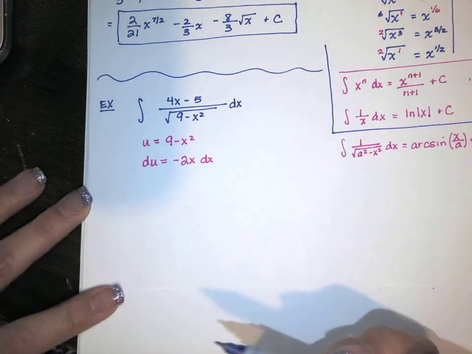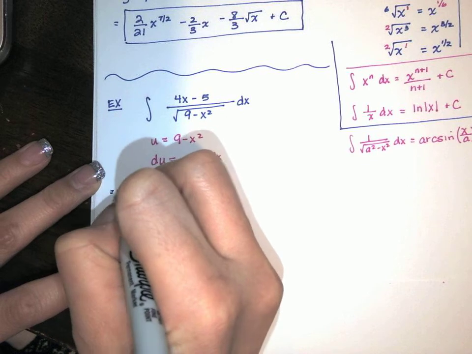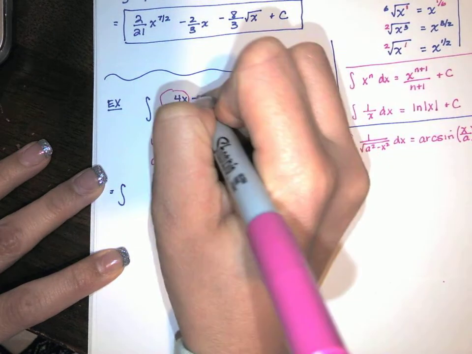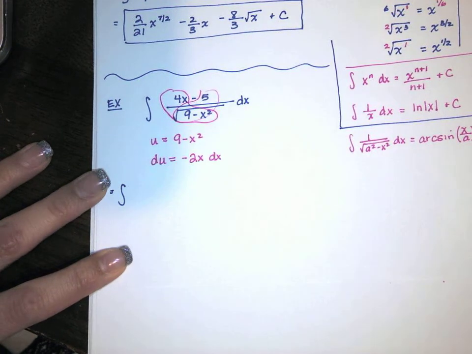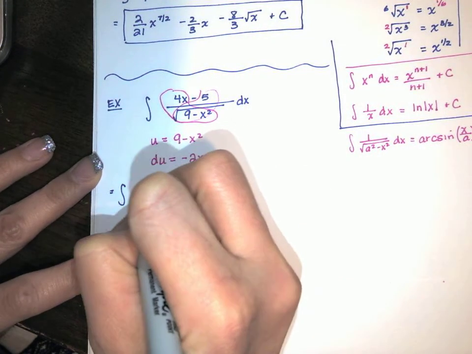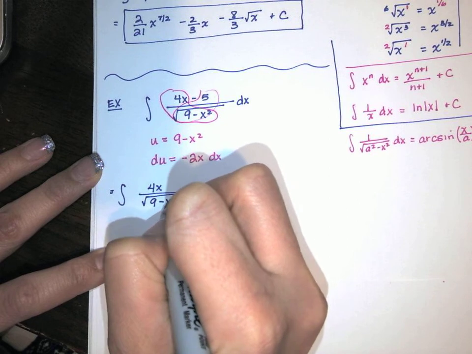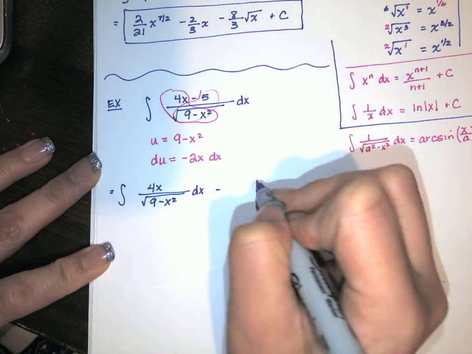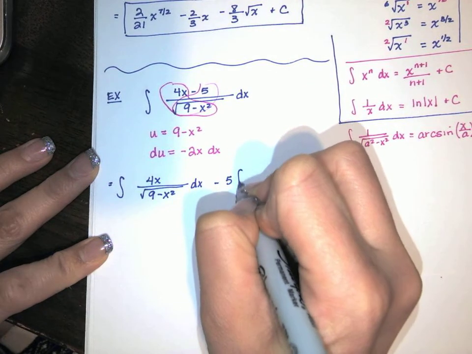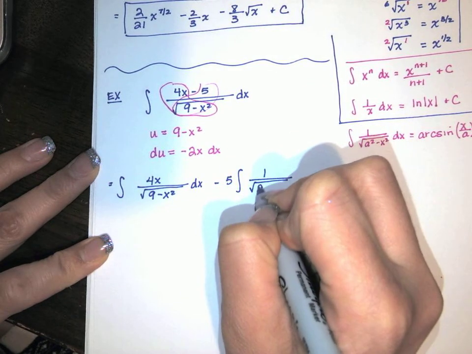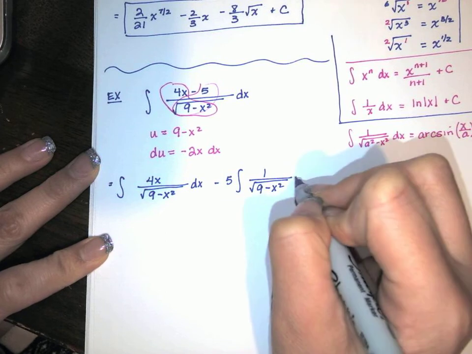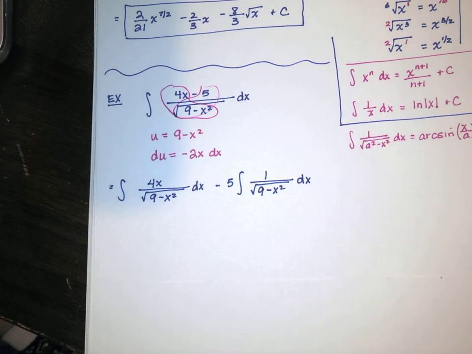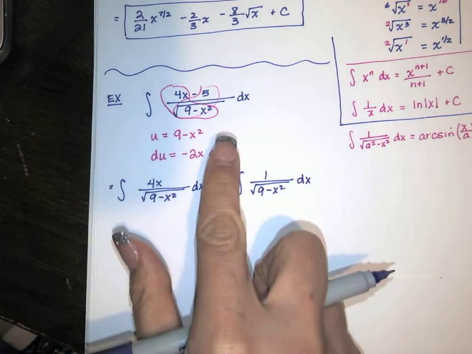But if I separate the numerator, if I write this as 4x over all of that minus 5 over all of that, so it looks like this, now I've got a u sub that'll work. And I think I'm going to factor out that negative 5. And then this guy looks like an arc sine. So I have a rule for that and a rule for that, but only after I separate the numerator. Be very careful about this, guys.